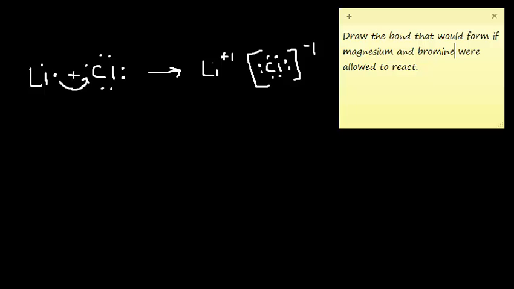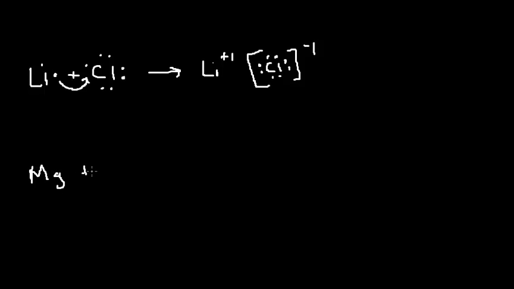Okay, so I actually forgot to pause that there, so you saw me typing it. But so draw the bond that would form if magnesium and bromine were allowed to react. So same way I'm going to start here. Magnesium plus bromine. Magnesium's got 2 valence electrons. Bromine's got 7. So I can see that if bromine's got 7, it just wants to get 1 more. So if I give it its 8th valence electron to get an octet, magnesium's still not happy here.